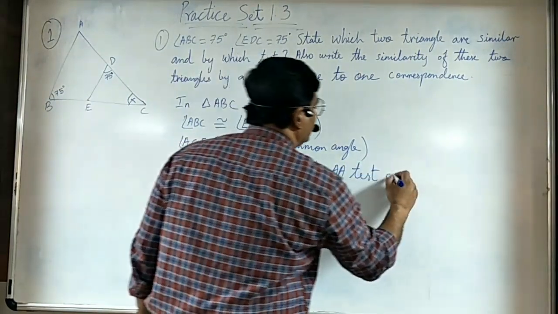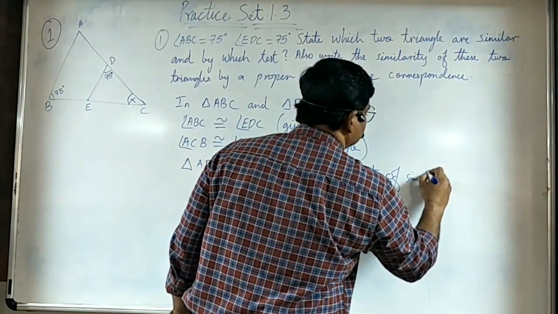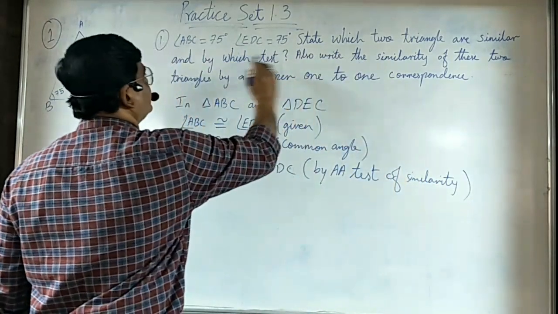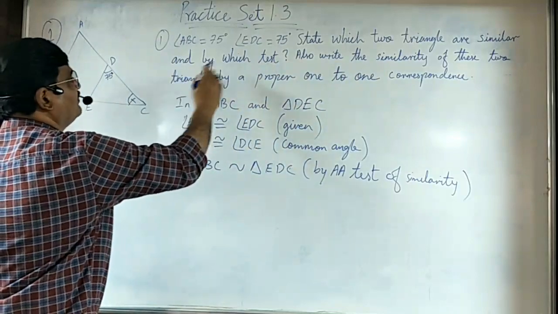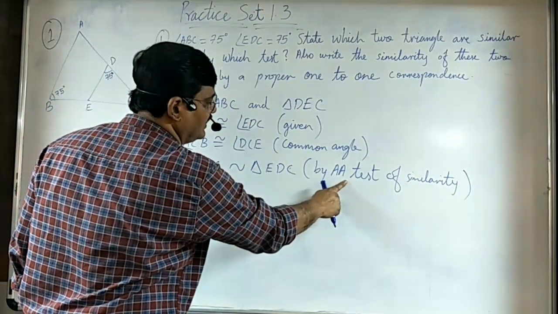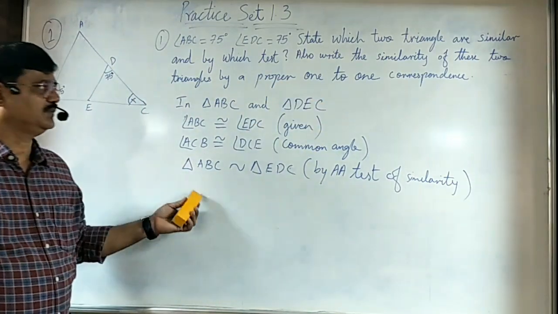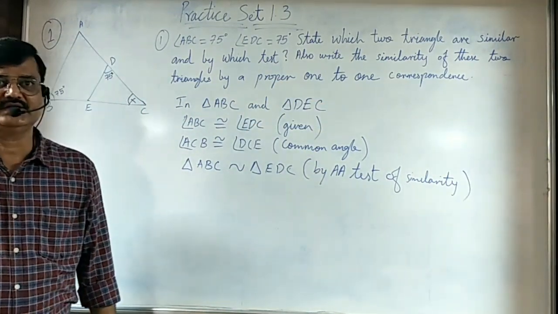AA test of similarity, and that is what they asked over here. I finish with that. That is what they asked: state which two triangles are similar and by which test. So by which test is it similar? By the AA test of similarity, and write the proper one-to-one correspondence. I wrote the proper one-to-one correspondence.